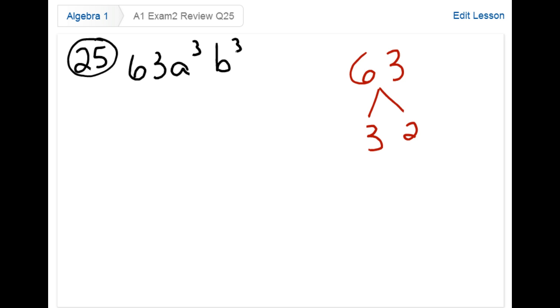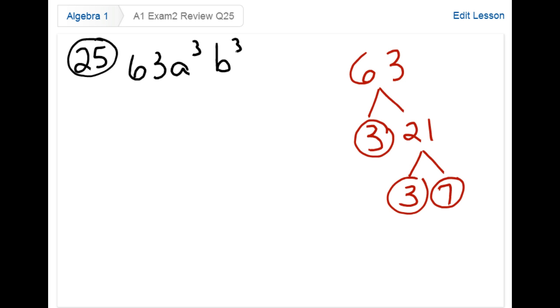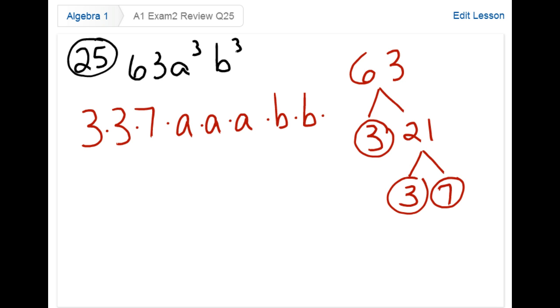63 breaks up to 3 times 21. 21 breaks up to 3 times 7. So it breaks up to 3 times 3 times 7. A cubed breaks up to A times A times A. B to the third breaks up to B times B times B. And that is our answer.